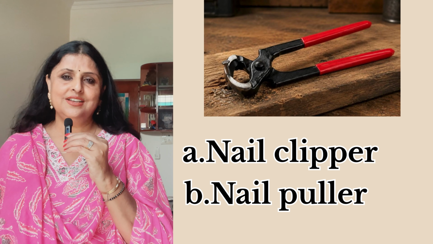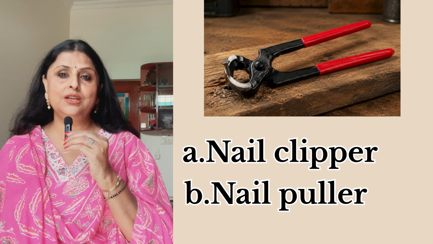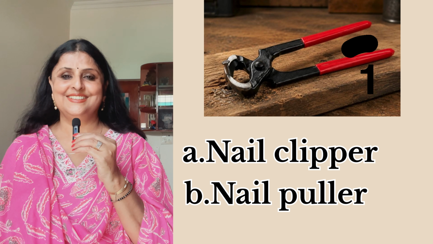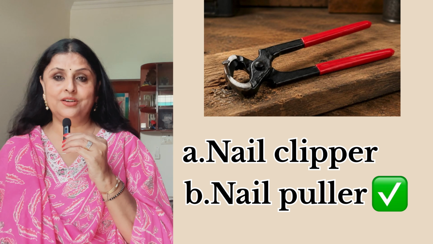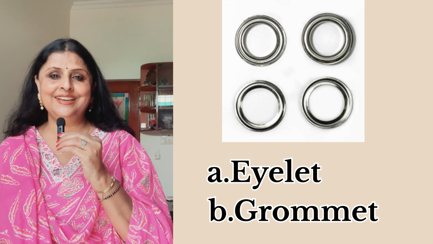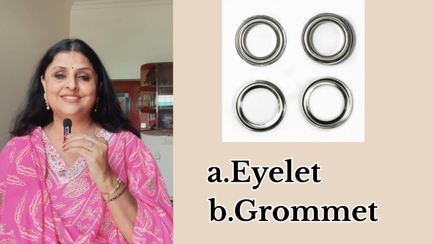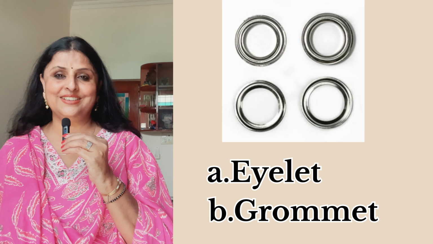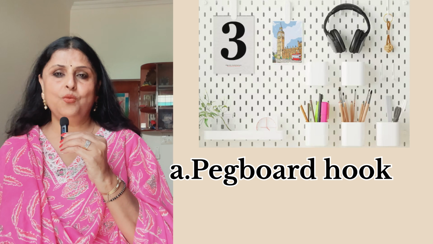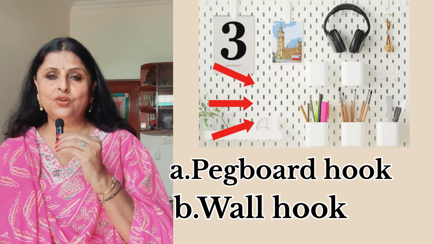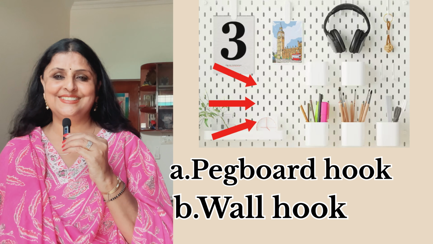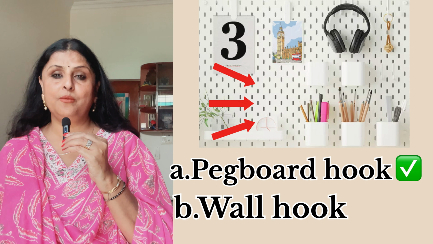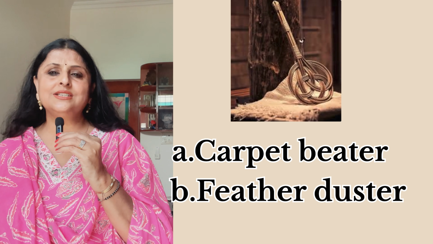What is this called? A nail clipper or nail puller? Nail puller. Is this an eyelet or grommet? Perfect. Now this is eyelet. What is this called? A pegboard hook or wall hook? A pegboard. And finally, what is this called?